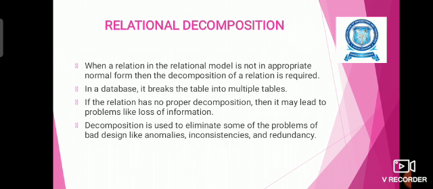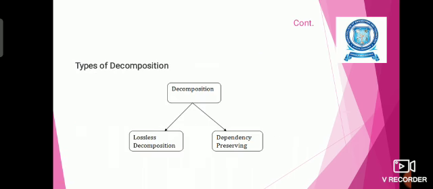Now let us see about the relational decomposition. When a relation in a relational model is not in an appropriate normal form, then decomposition of the relation is required. In a database, decomposition breaks the table into multiple tables. If a relation has no proper decomposition, it may lead to problems like loss of information. So decomposition is used to eliminate problems of bad design like anomalies, inconsistencies and redundancies.